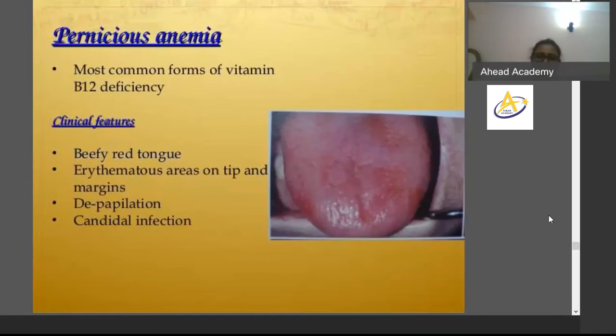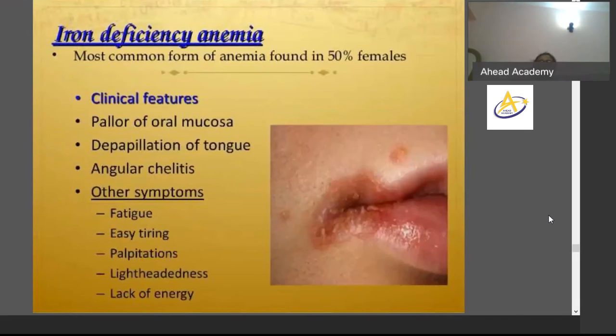Pernicious anemia. It is the most common form of vitamin B12 deficiency. Clinical features क्या है? Beefy red tongue, erythematous areas on tip and margins, depapillation and candidal infection. Moving on. Iron deficiency anemia. It is the most common form of anemia found in 50% females. Clinical features क्या है? Pallor of oral mucosa, depapillation, angular cheilitis. Other symptoms क्या है? Fatigue, easy tiring, palpitations, lightheadedness, lack of energy.